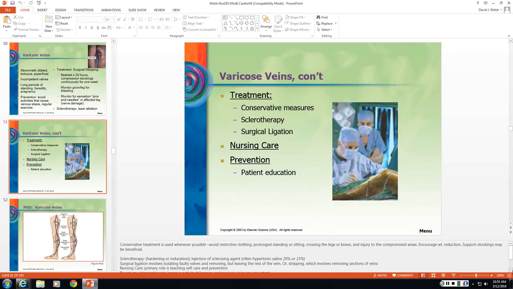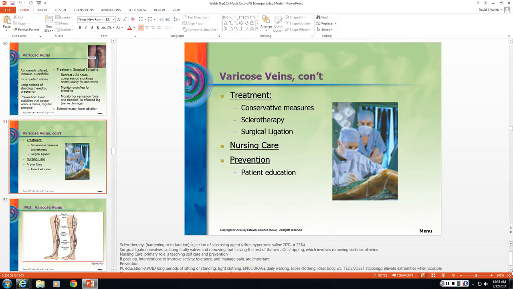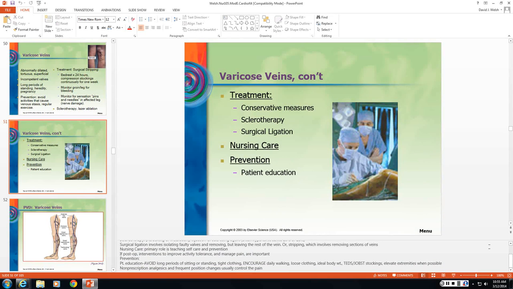So nursing care, basically you're going to teach self-care, and prevention is what you want to do. If it's post-op, for your interventions, you're going to try to improve their physical activity tolerance. You want to manage their pain, but the most important part is prevention. So patient education: you want to avoid long periods of standing or sitting, tight clothing. You want to encourage daily walking, loose clothing, ideal body weight, and promote any kind of stockings.